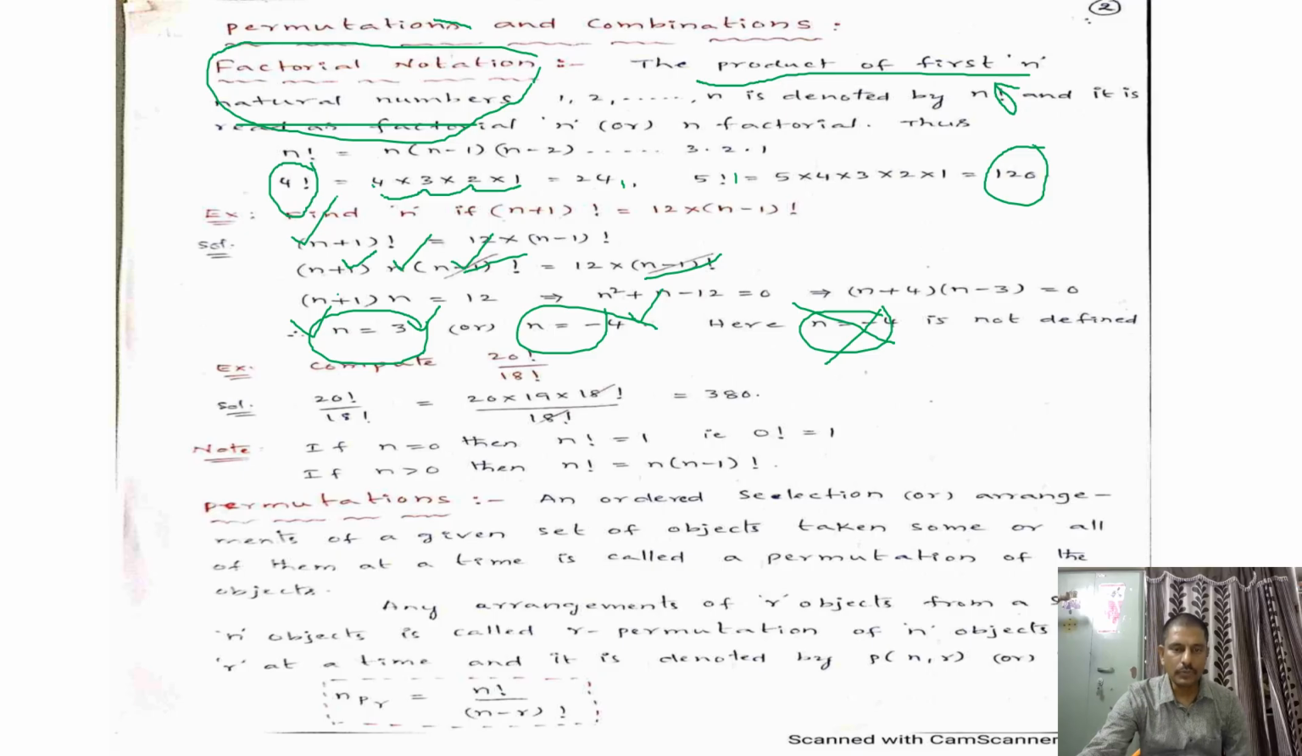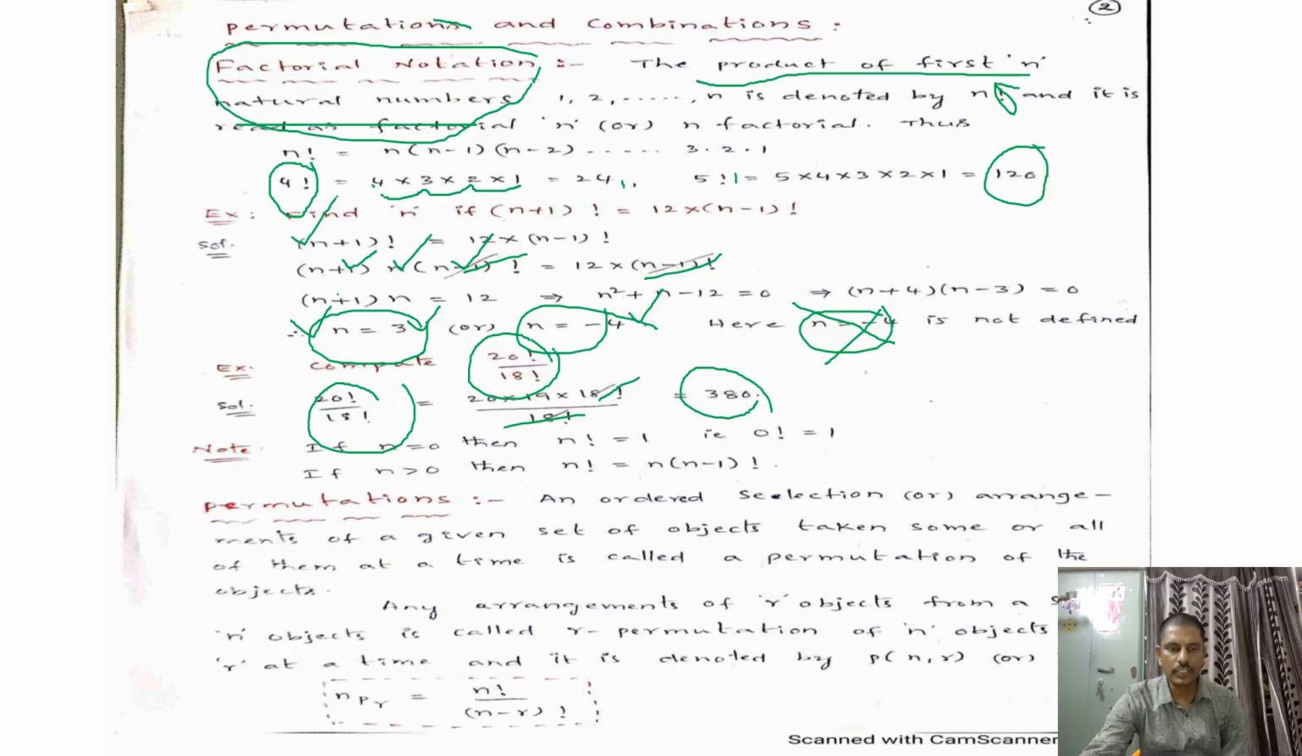Clear? Now compute 20 factorial by 18 factorial. This is the question given here. So how do we find 20 factorial by 18 factorial? 20 factorial can be reduced to 20 into 19 into 18 factorial, and the denominator already consists of 18 factorial. So 18 factorial gets cancelled. If we calculate this, we get 380, right? So this is factorial notation.